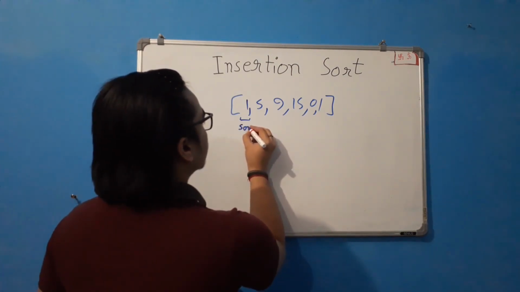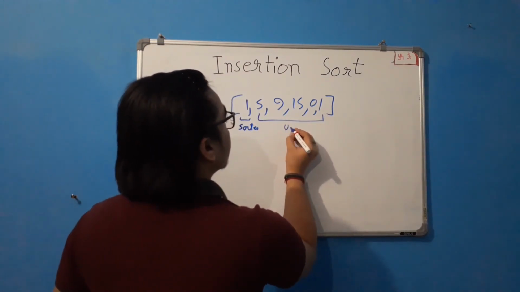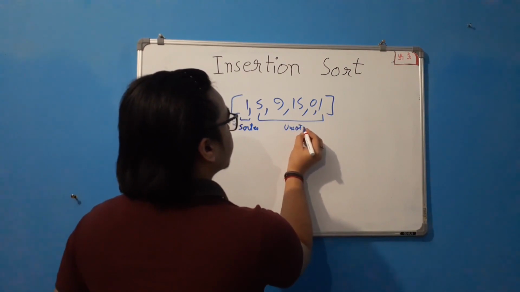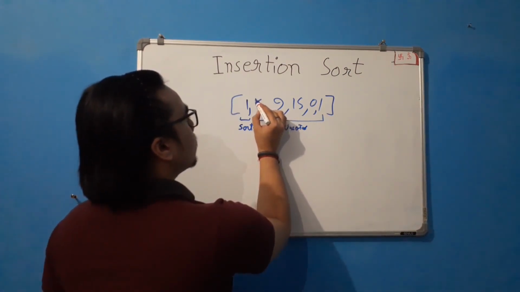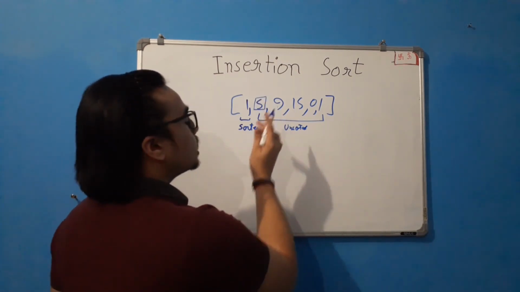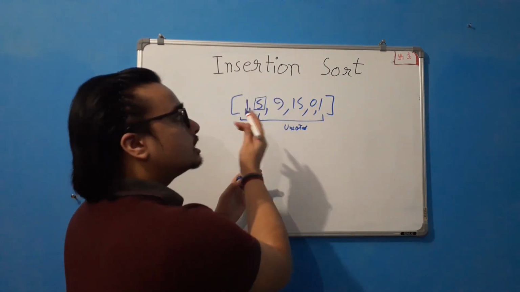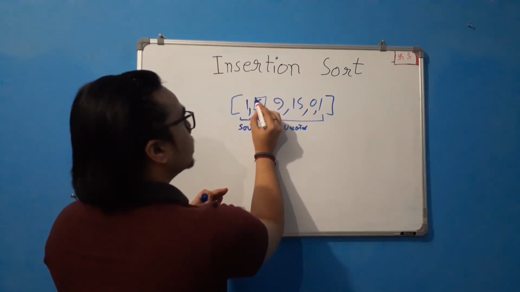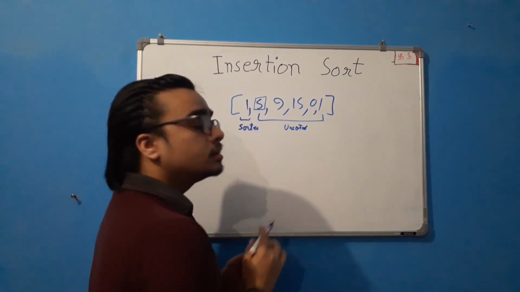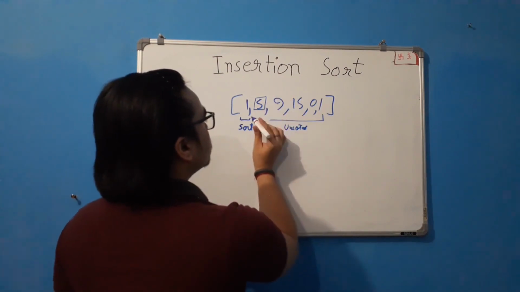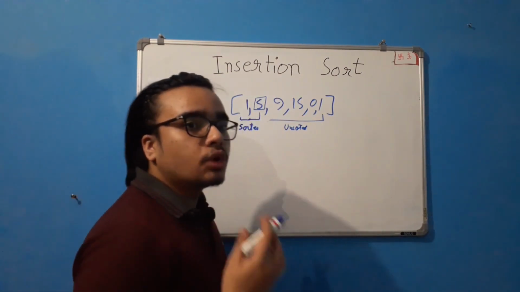The first element of the list is always the sorted one. So this is sorted, and all the rest of the elements are the unsorted ones. Now the first element of the unsorted part will be compared to the element just before it. So this 5 will be compared to 1. Now 5 is not smaller than 1, so it will not change its place. So now these two elements are sorted.